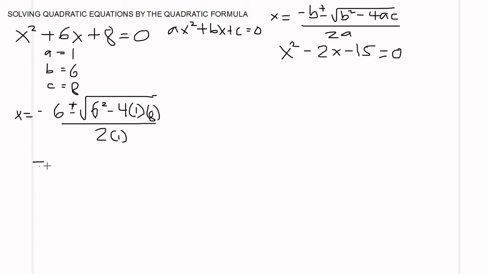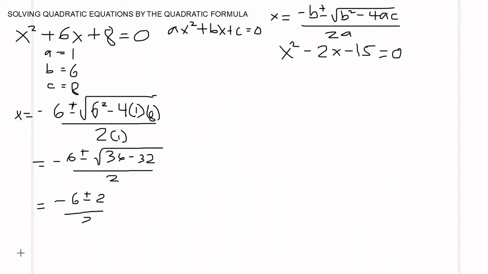If we simplify this one, that will be negative 6 plus or minus the square root of 6 squared, which is 36, minus 4 times 8, which is 32, all over 2. And then that would be negative 6 plus or minus the square root of 36 minus 32, which is 4, and the square root of that one would be 2, all over 2.